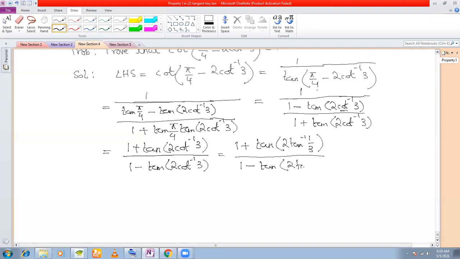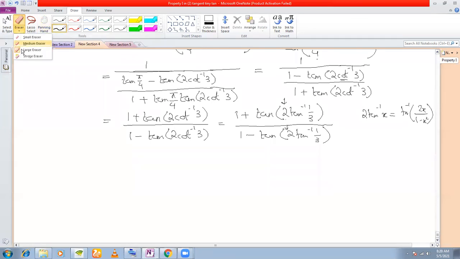2 tan inverse 1/3. Now clearly you see you have a tan and tan inverse, but the only problem here is with this 2. So we are going to convert 2 tan inverse to a tan inverse. How do you do that? You know that 2 tan inverse x is equal to tan inverse 2x by 1 minus x square, isn't it? This is what you know. You have done this, right? We are going to use this.